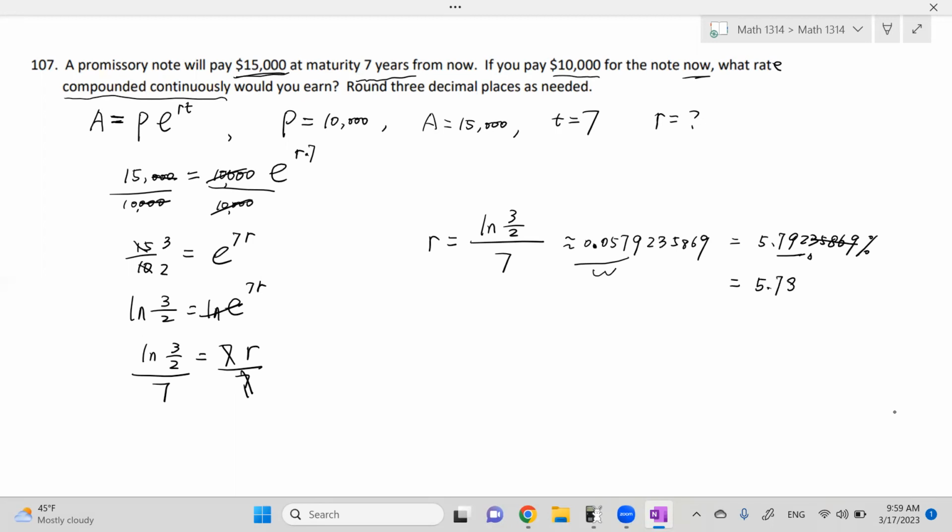Okay, this is 8. Can I use the eraser? It doesn't allow me to use the eraser. So the rate is 5.792%.